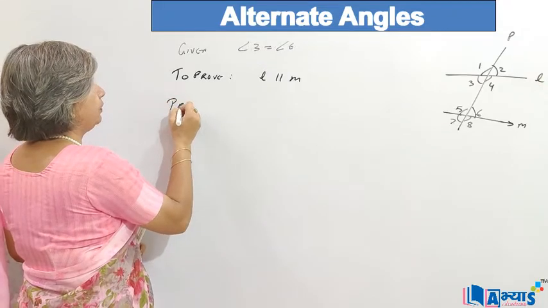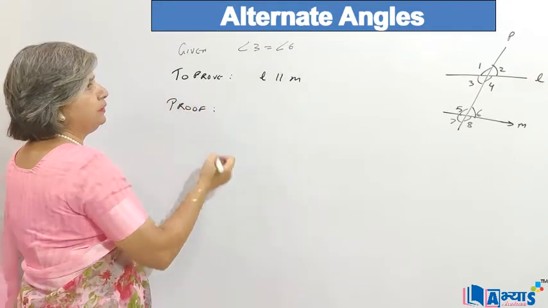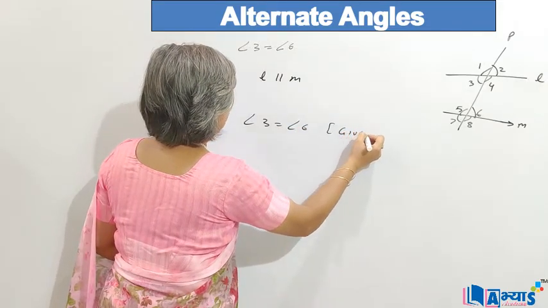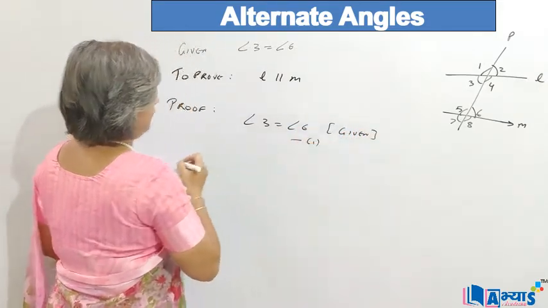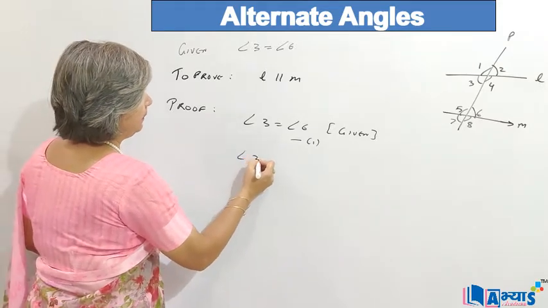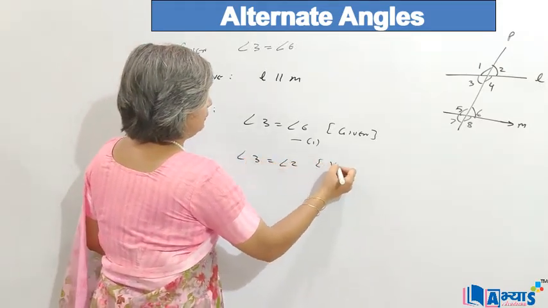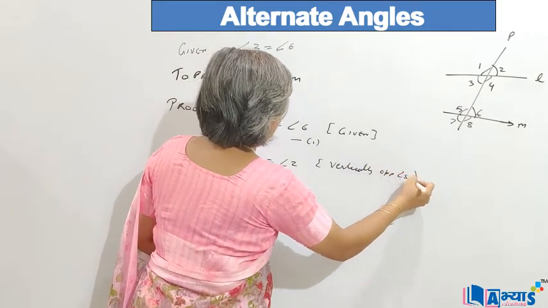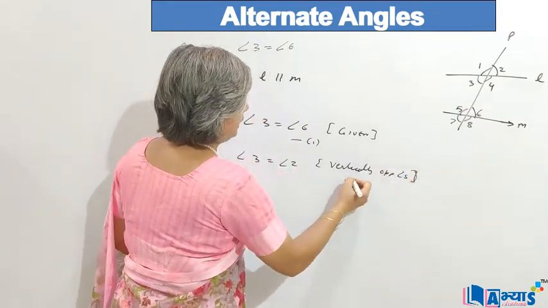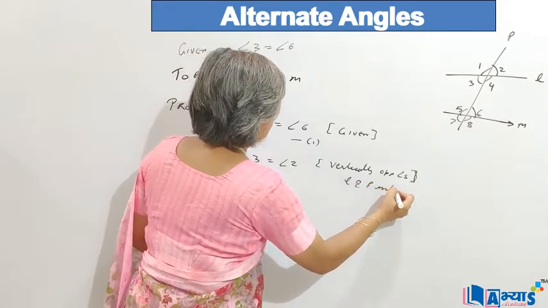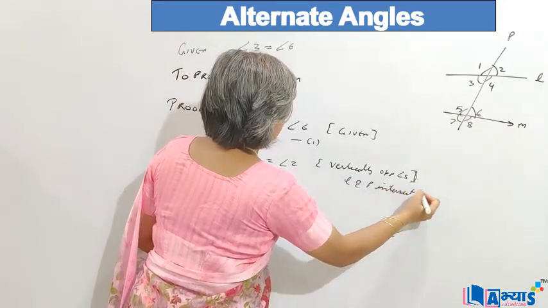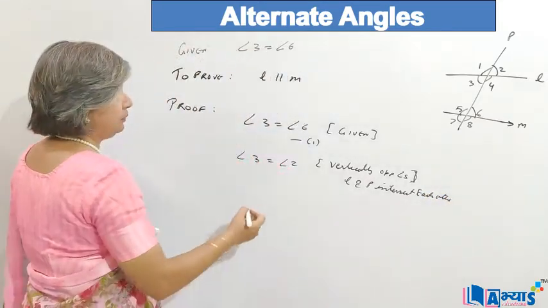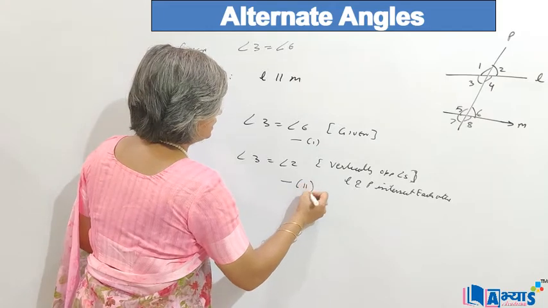Now the proof will follow as we are given that angle 3 is equal to angle 6. It has been given to us. Let it be equation 1, and we know that angle 3 is equal to angle 2. They are vertically opposite angles when L and P intersect each other. Now they are vertically opposite angles, so they are equal. Let us mark this equation as 2.